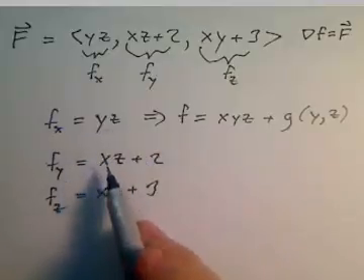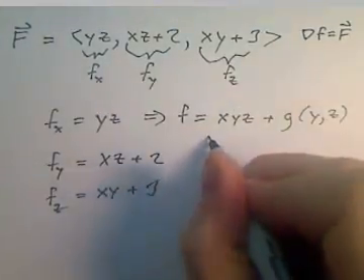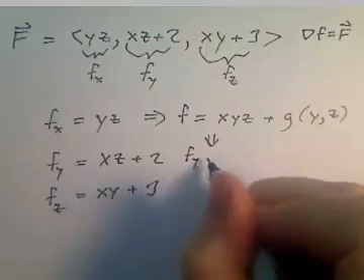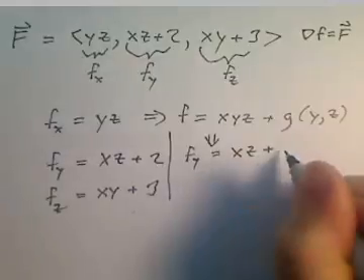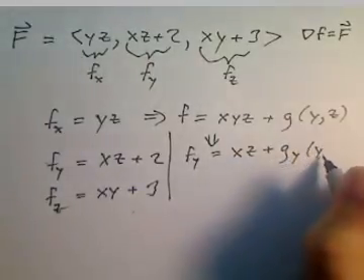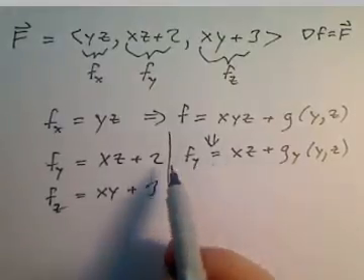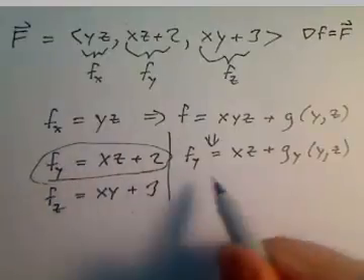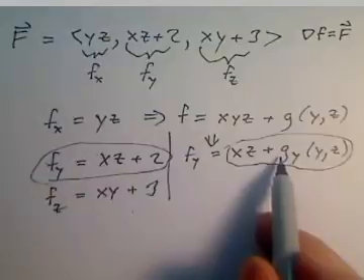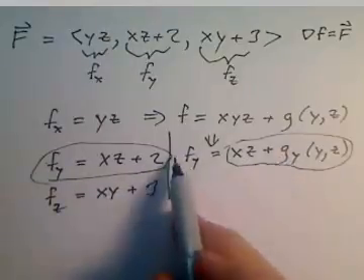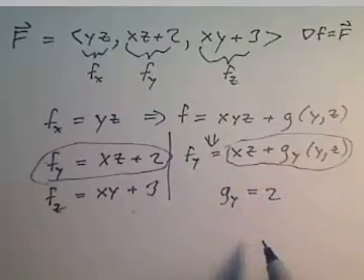Now, we want to figure out how to deal with f sub y is xz plus 2. Well, if f is this, that's going to mean that my f sub y is xz plus g sub y of yz. And so if I match these up, so this one here should be the same as this one here, my xz's cancel, and I'm going to have my g sub y being 2. So my g sub y equals 2.